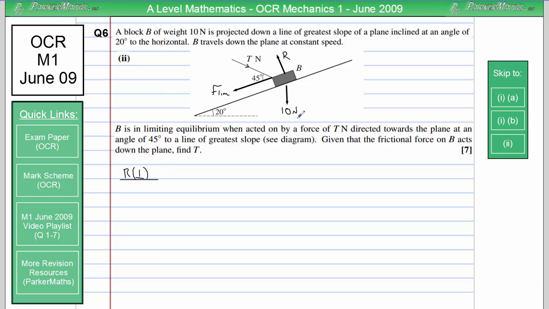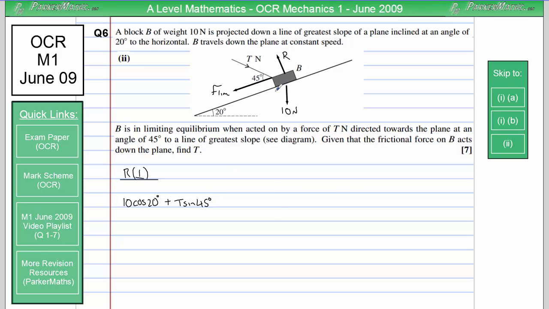As before, we've got a component of this 10 Newton force coming into the slope, and that's going to be 10 cos 20. We've also got a component of this T Newtons force coming into the slope. And if the angle between the force and the slope is 45 degrees, if we were calculating in the direction parallel to the slope, we would do T cos 45. That means in the other direction, perpendicular to that, we are going to do T sine 45. As it's going into the slope, it will be positive.